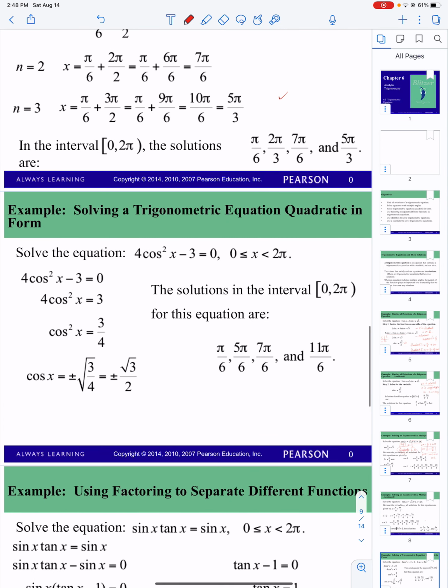Okay, for a question like this, if you have a quadratic equation, what will you do? 4 cosine squared u minus 3: it is the same thing as you isolate the square.